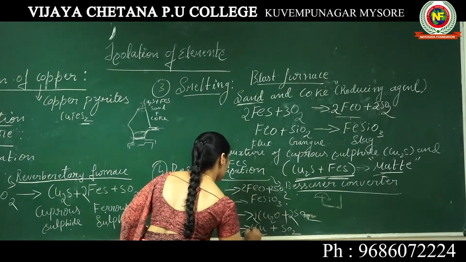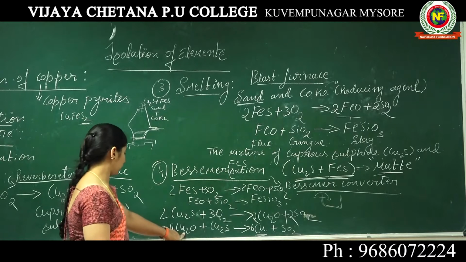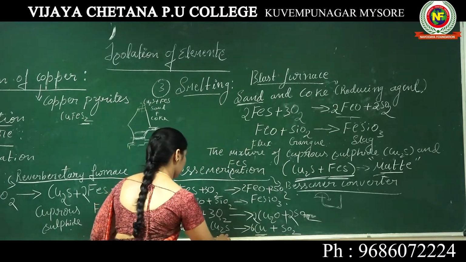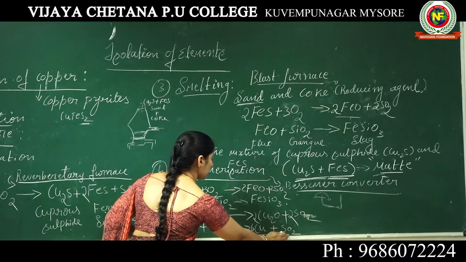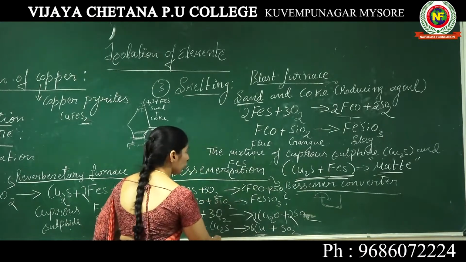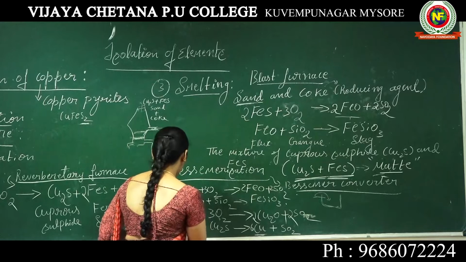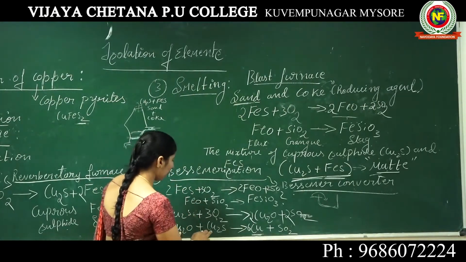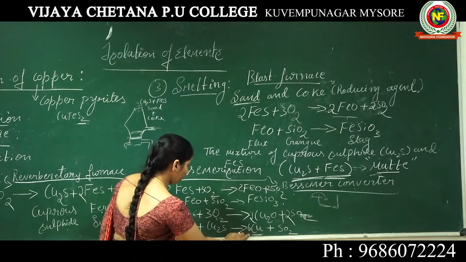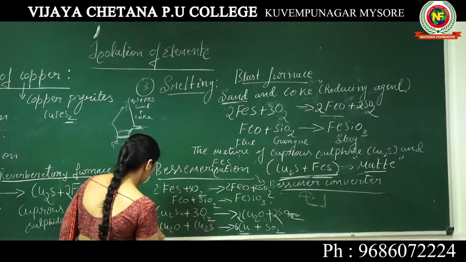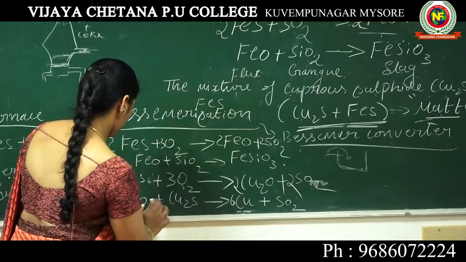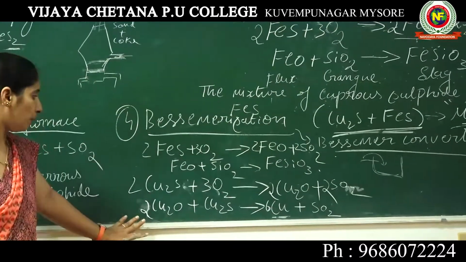So now it is balanced. Plus Cu plus SO2. How many molecules? This Cu2O combines with Cu2S. Yes, it is correct. It is fully balanced.